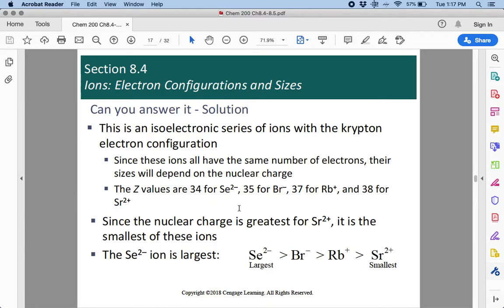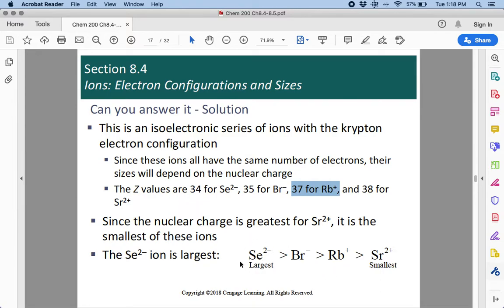So to do this, we have to first look at each of the atoms present. Since all these ions have the same number of electrons, aka this is an isoelectronic series, right? They all have the same electronic configuration as krypton. We can look at their size depending on their nuclear charge, or what we call their Z value, right? For Se2-, it's 34. For bromine with a -1 charge, it's 35. Rubidium would be plus, is 37, and strontium with a +2 would be 38.